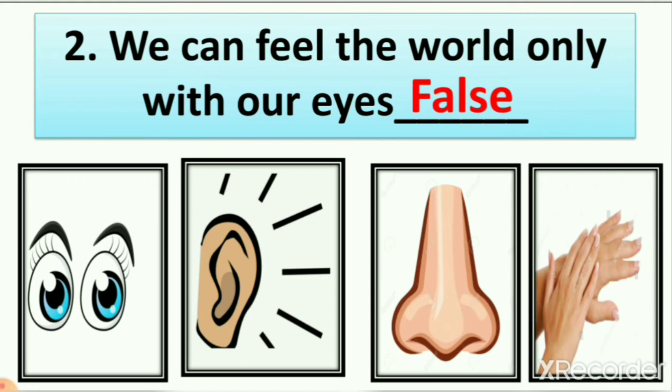So what do we write here? We write here false. We can feel the world only with our eyes is a wrong statement. And the right statement is we can feel the world with the help of our five sense organs. So now you can understand which statement is right and which is wrong.